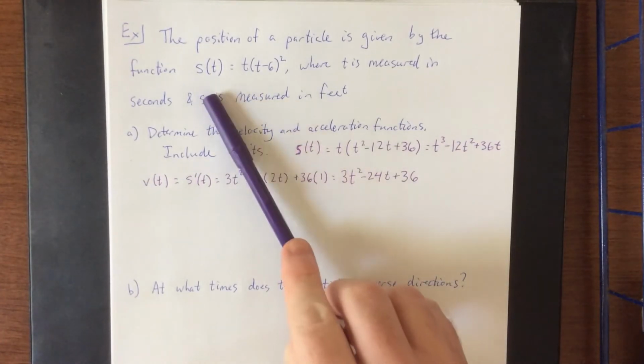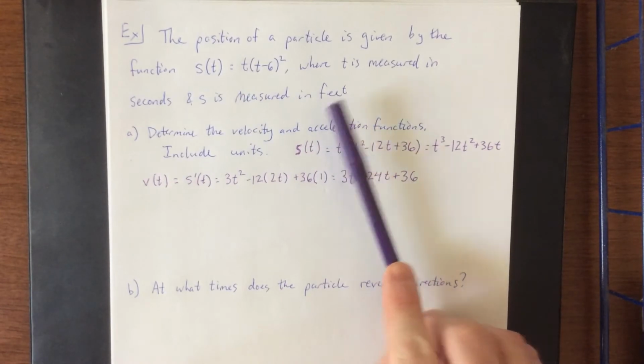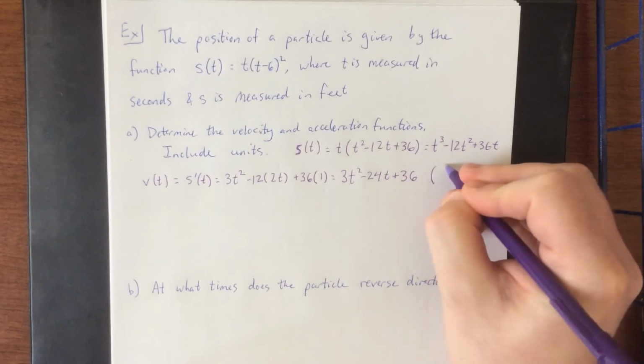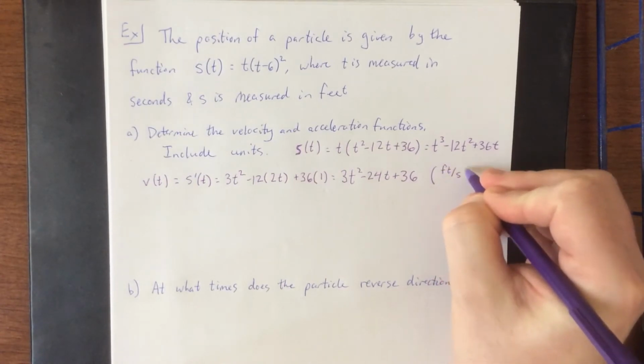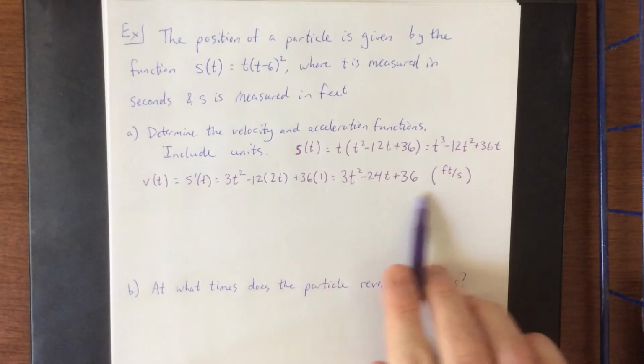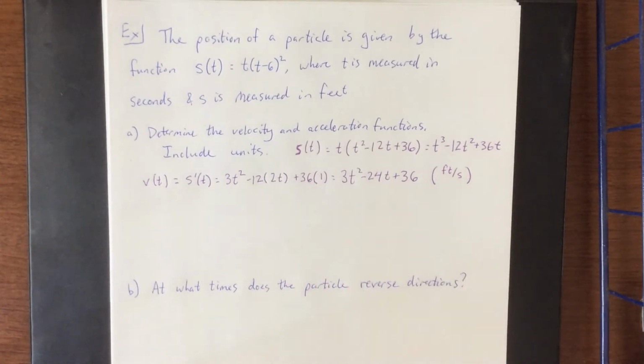Now, given that the original position function was measured in feet, and given that the original t was measured in seconds, the units associated with this would be feet per second. Now, unless we actually have a value of t to plug in, it's not necessary for us to do so.